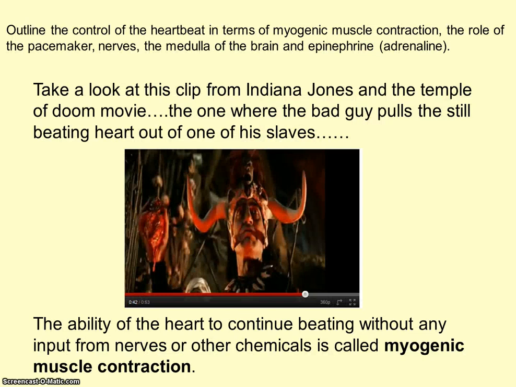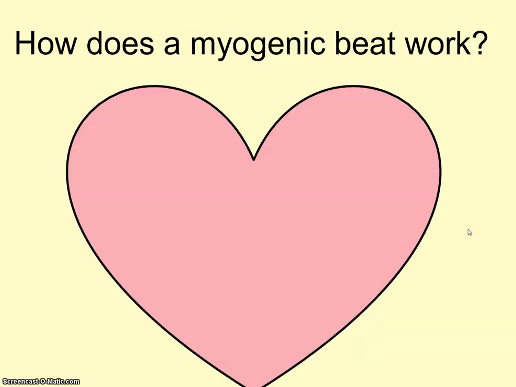So how does that happen? The ability of the heart to continue to beat without any input from either nerves or from other chemicals is called a myogenic muscle contraction. The heart has an inbuilt rhythm, an inbuilt contraction. So how does this myogenic beat actually work?